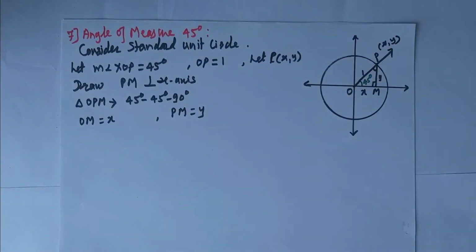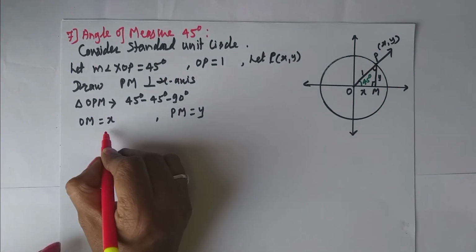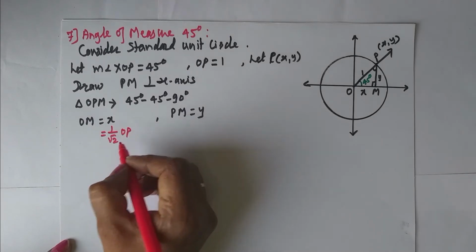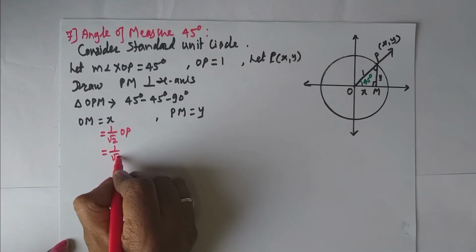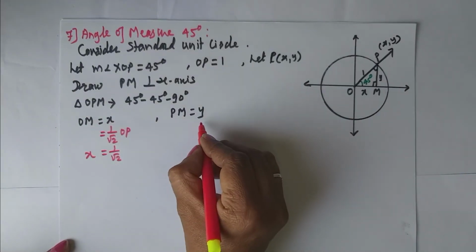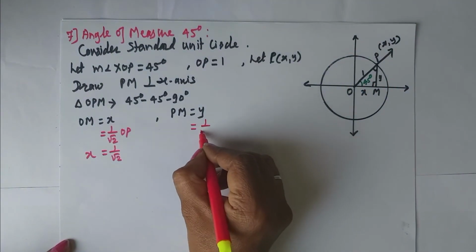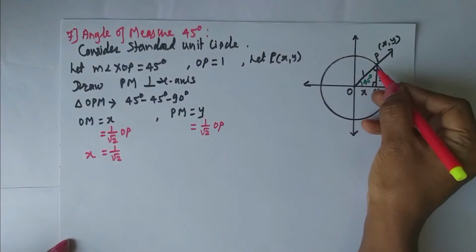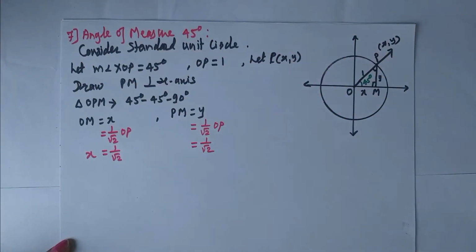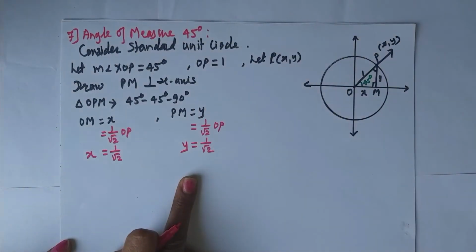Okay. Now see here, what is x? This is the side opposite to 45 degree. Means this is 1 by root 2 times the hypotenuse. What is the hypotenuse here? OP. Means here 1 by root 2. OM is 1 by root 2. Now what is OM? OM is nothing but x. Okay. Then again here y. Y is again the side opposite to 45 degree. It will be 1 by root 2 times the hypotenuse. The hypotenuse is OP and the value of OP is 1. Therefore, this will be simply 1 by root 2. PM is 1 by root 2. PM is what? PM is nothing but y.